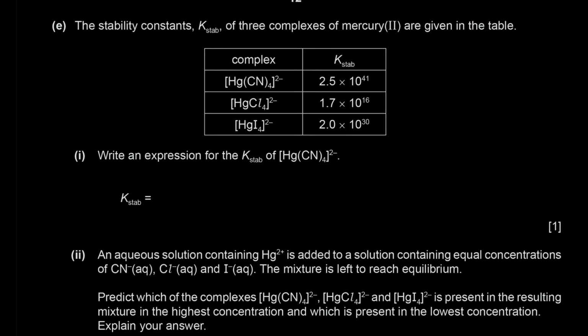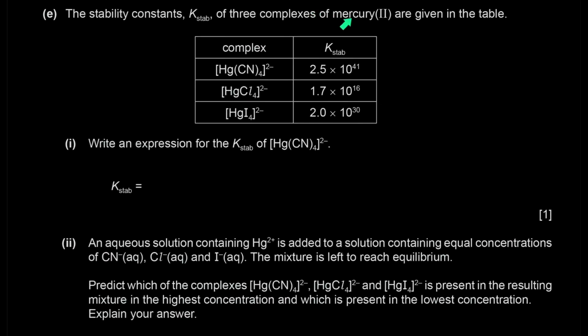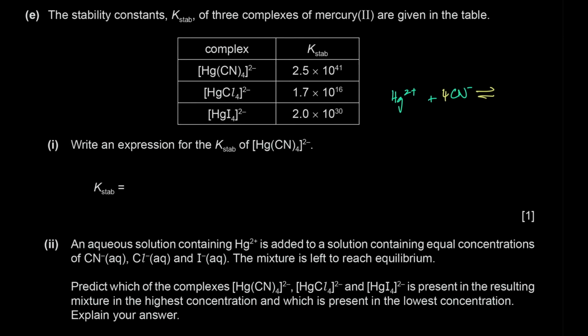The stability constants of 3 complexes of mercury 2 are given in the table. Write an expression for the stability constant of AgCN4 2-. Now for the stability constant, by definition, the stability constant is the equilibrium constant that shows the formation of the complex ion from its constituent ions. So over here we have the central metal ion and we have the cyanide ion, that's our ligand, and we have 4 of those to form over here AgCN4 2-.